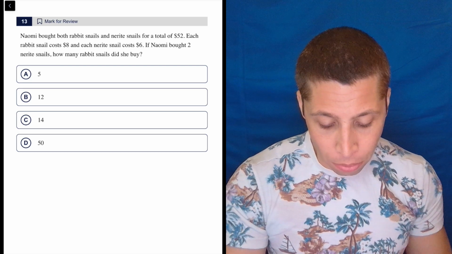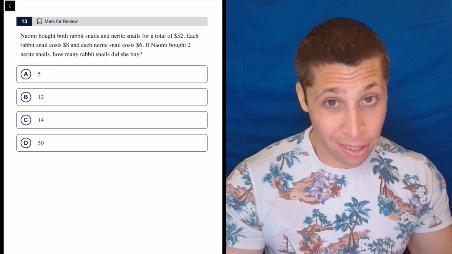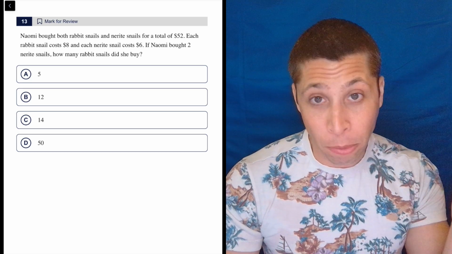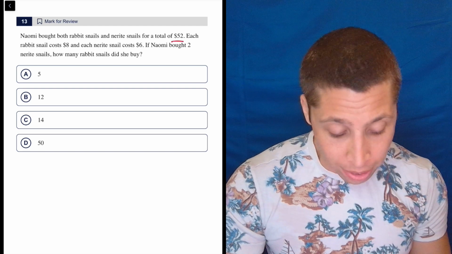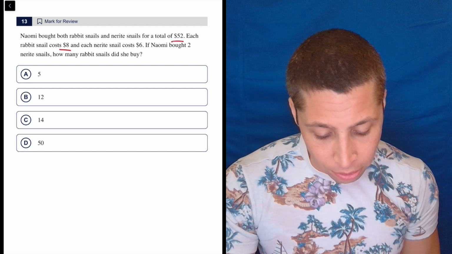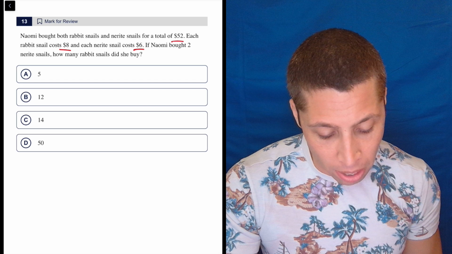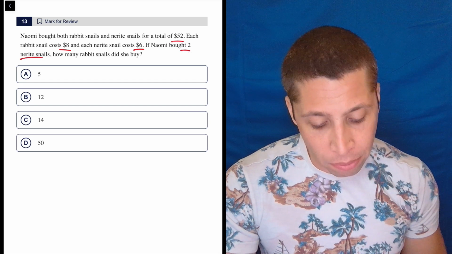So Naomi bought both rabbit snails and knee-right snails. I don't know what those things are. Why would you buy snails? For a total of $52. Each rabbit snail costs $8 and each knee-right snail costs $6. If Naomi bought 2 knee-right snails, how many rabbit snails did she buy?